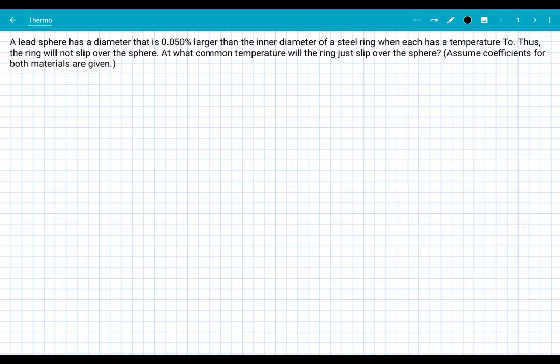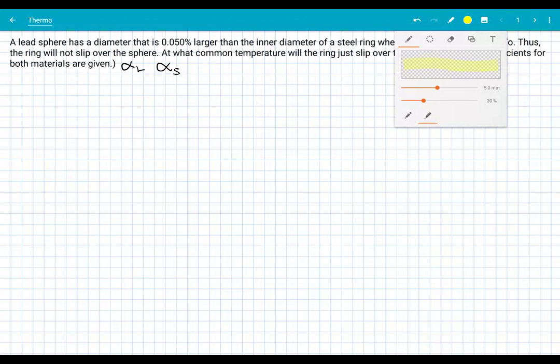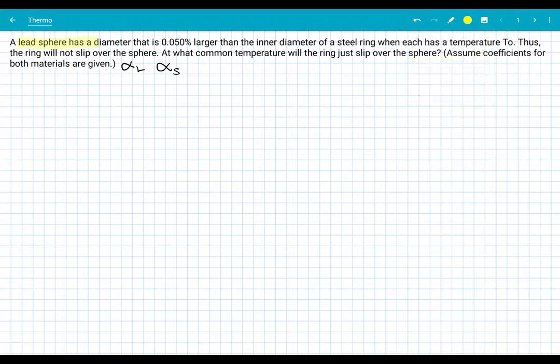We're going to assume that we are given the coefficients. I'm going to let the coefficient for lead, we'll call that alpha sub L for lead, and then for steel, we'll call that alpha sub S for steel there. Okay, so we've got to take some of this information and write it algebraically as we commonly do with physics problems. So one of the important things that we're told here is that the lead sphere has a diameter that is, we're given the percentage, larger than the steel ring.